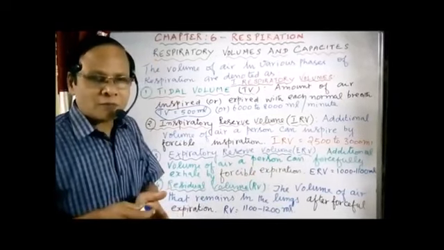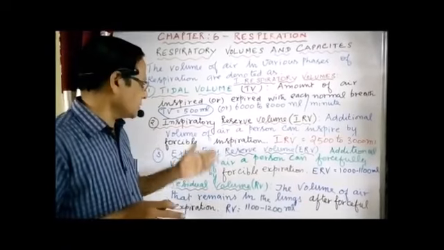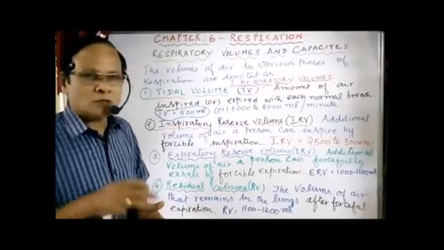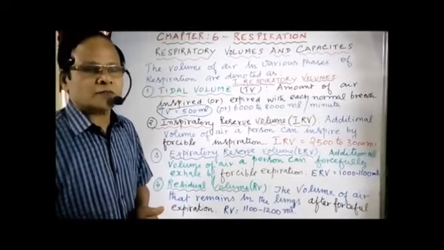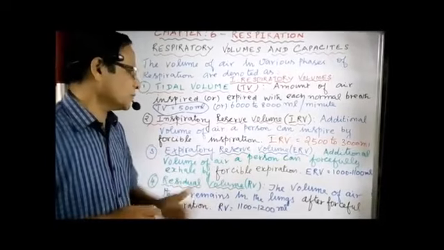The capacities are measured based on normal respiration, that is normal inspiration and normal expiration. But the volumes are measured during forcible activities, that is forcible inspiration and forcible expiration.